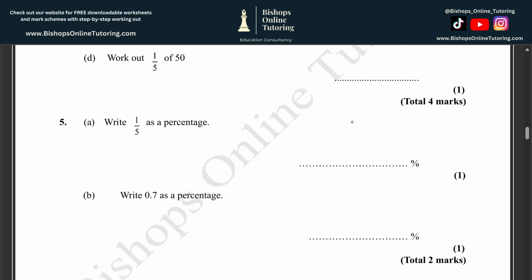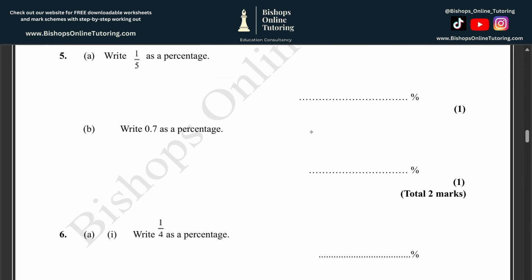Work out 1/5 of 50. Now remember, anytime you have a fractions question and you see "of", it just means that you have to multiply the fraction and that number. So we are basically doing 1 over 5 times by 50 over 1. 50 times by 1 is 50. 5 times by 1 is 5. 50 divided by 5 is 10. So our answer is 10.